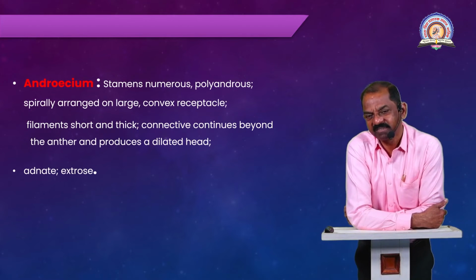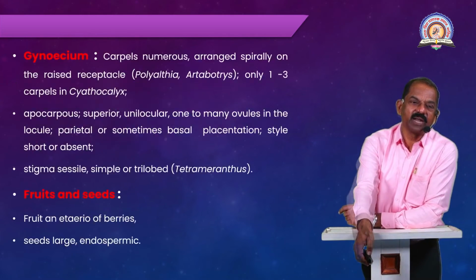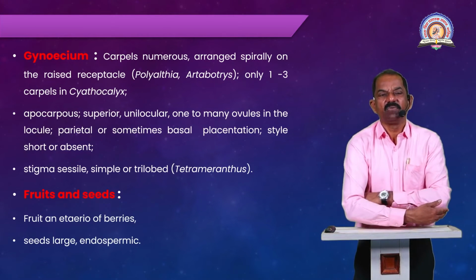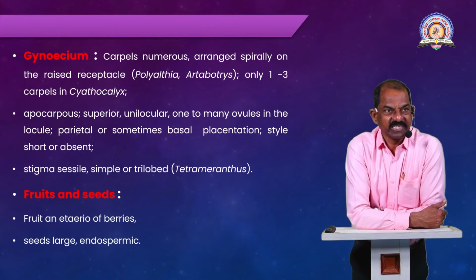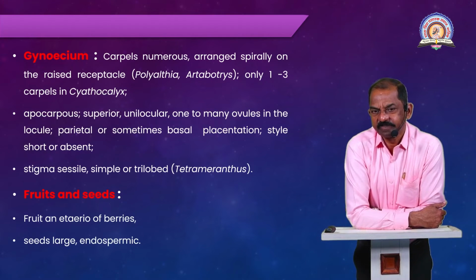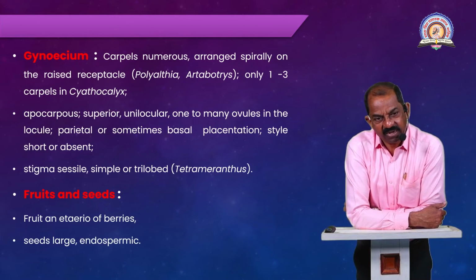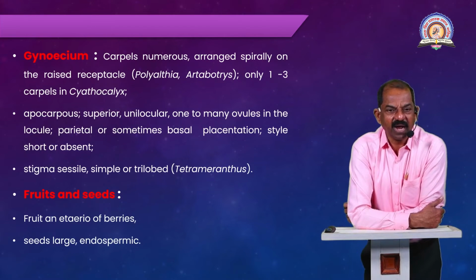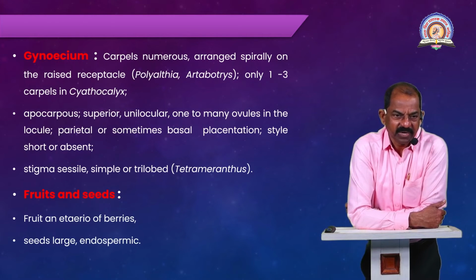All these are the points simply about the androecium, the male gametophyte. Next to that is the gynoecium, the female gametophyte, which is made from carpels in which ovules are present. The gynoecium carpels are numerous. Carpels are spirally arranged on a raised receptacle, like Polyalthia, like Artabotrys, and 1 to 3 carpels in Cytocalyx.